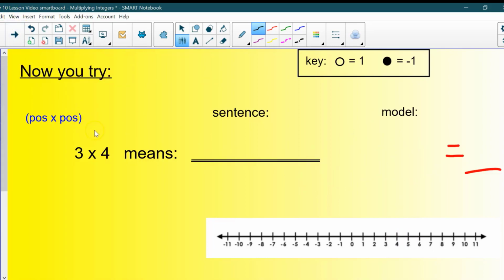So now I want you to try on your paper 3 times 4. I want you to write the sentence just like we did in the previous example, except now we're doing 3 times 4. Show the models with the counters, what it equals, and also show with the number line. So you're going to pause the video, show this work on your paper. Then when you're finished, press play, and you will have 2 quiz questions that will pop up. So go ahead and press pause.